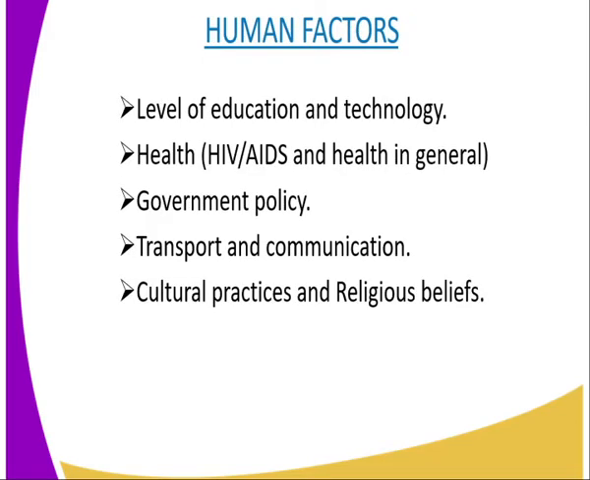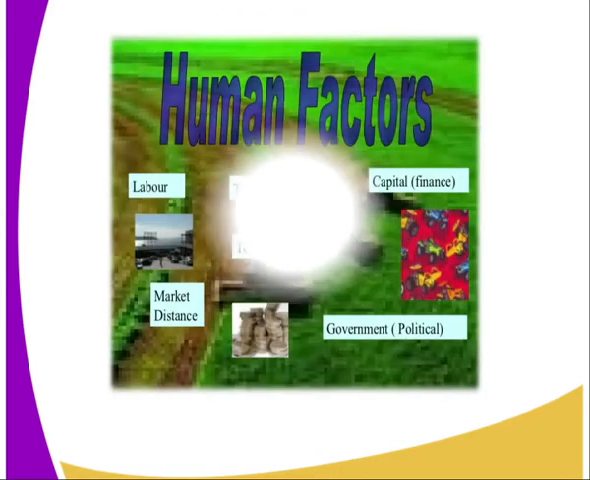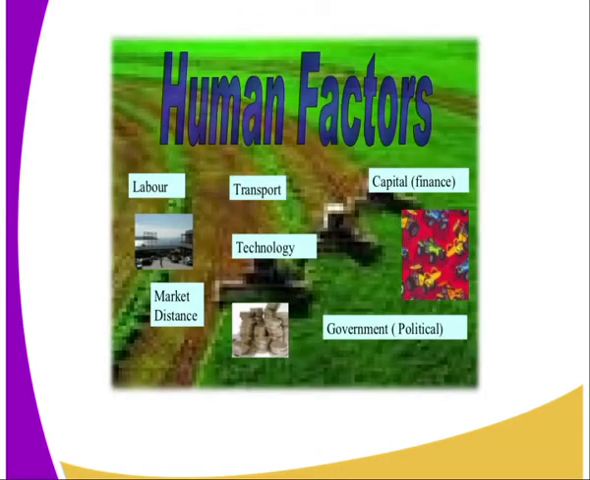Some of the human factors that normally affect agriculture, we have the first one, level of education and technology. The second one, health and HIV and health in general, government policy, transport and communication, and lastly, we have cultural practices and religious beliefs. On to human factors, as I said, we have several of them. We have labor, transport, as they are displayed here.